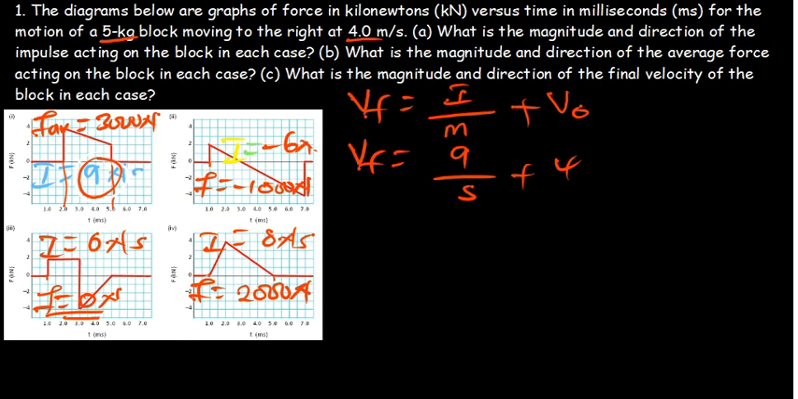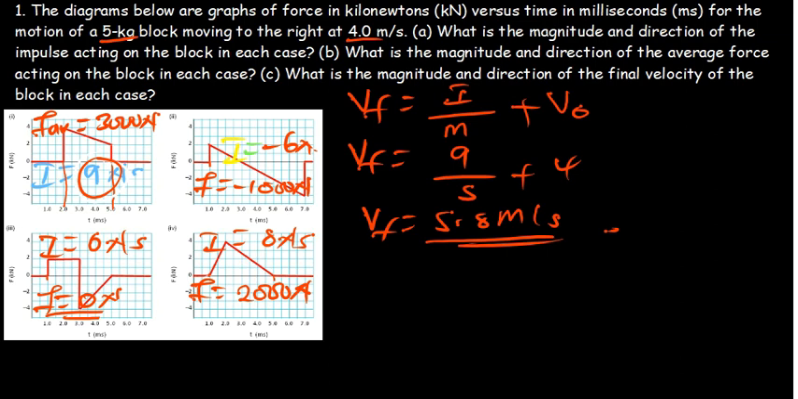So my final velocity will be 5.8 meters per second. So that is it for part A, and it is positive, meaning it was going toward south. Oh sorry, it was going toward north because it is positive.